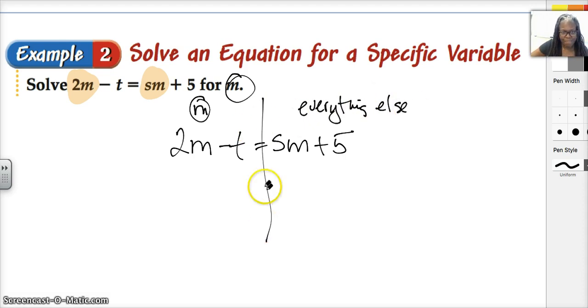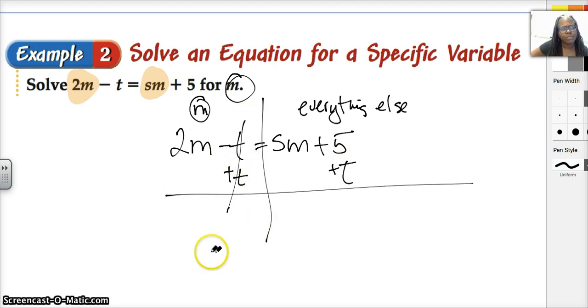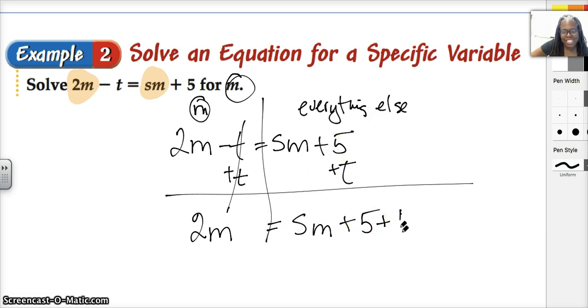Okay, so with that, something's got to go. This is a minus t. I'm going to get rid of the t. I'm subtracting t, so I'm going to do the opposite and add t to both sides. T is such a horrible one to use because it looks like a plus sign, but whatever. So we get 2m is equal to sm, and then over here, we literally have 5 plus t, okay?